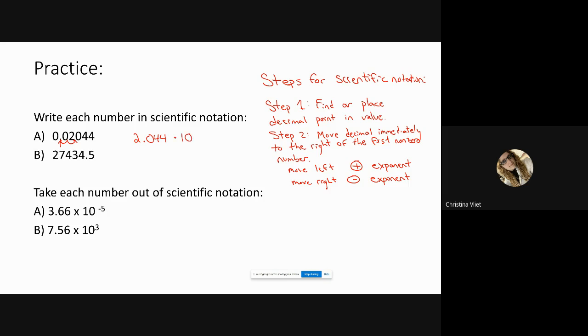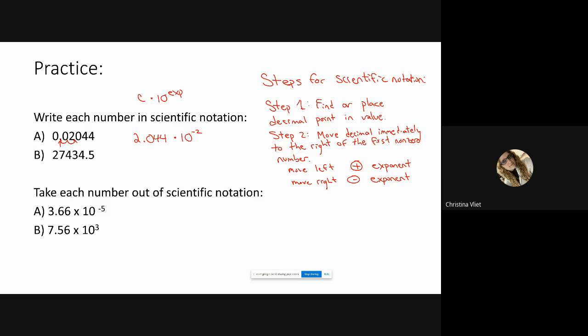So I'm just following the format. The format, remember, was some kind of number multiplied by 10 to some kind of exponent. That's the format for scientific notation. And then -2? Yep. -2. Correct. Because I move my decimal to the right, I know that it's going to be negative, or you can reason it as because I know this number is really small, my exponent has to be negative. And it's -2 because I moved my decimal 2 spots. So this is 2.044 times 10 to the -2.